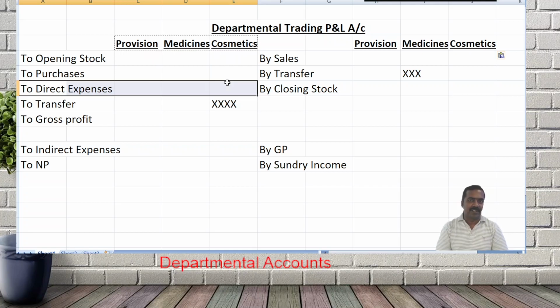In costing you would have used the word. Direct expenses are chargeable expenses, traceable cost. It will be directly charged to the department concerned. You will use the word allocation.